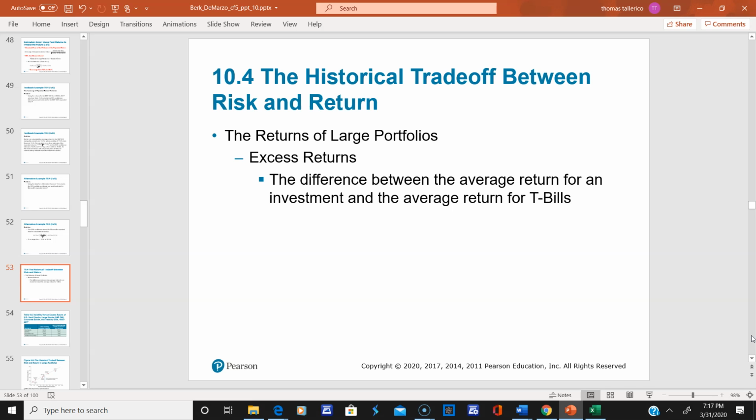Now, the returns of larger portfolios. The difference between the average return for an investment and the average return for T-bills is called the excess return. T-bills is the risk-free rate of return. So the average return on anything else minus T-bills is the excess return. That's your excess return.